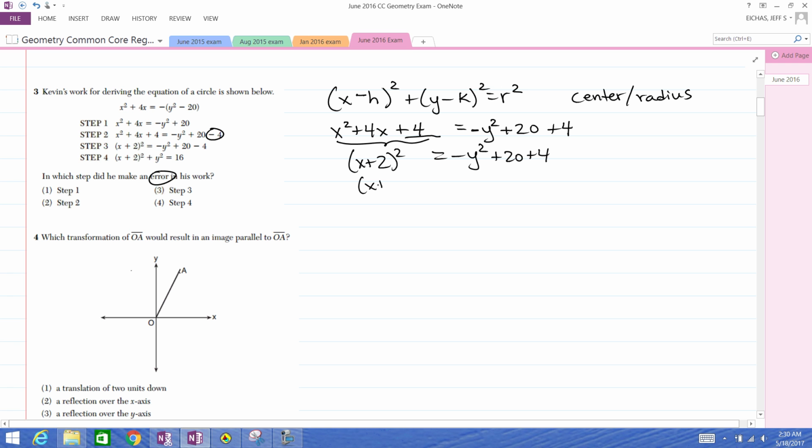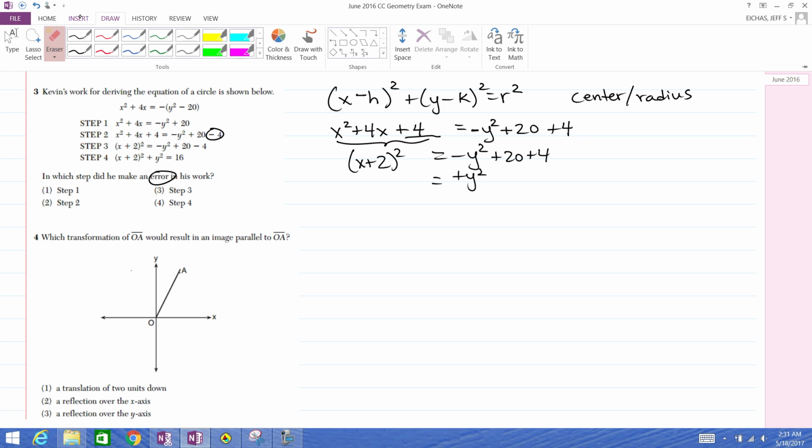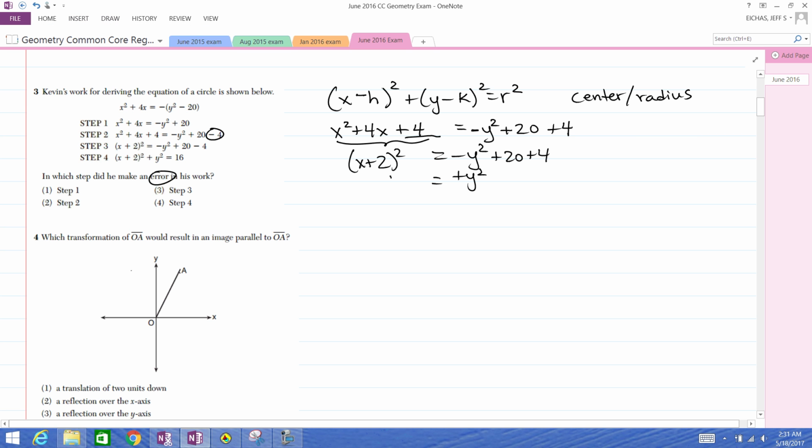Let's see. Oh, it looks like they're adding y squared to both sides. Sorry about that. Get this out of the way. And the rest of it's fine. 20 plus 4 is 24, so that's what it should be. The error was back in, what did we say, step 2, so that's our choice.